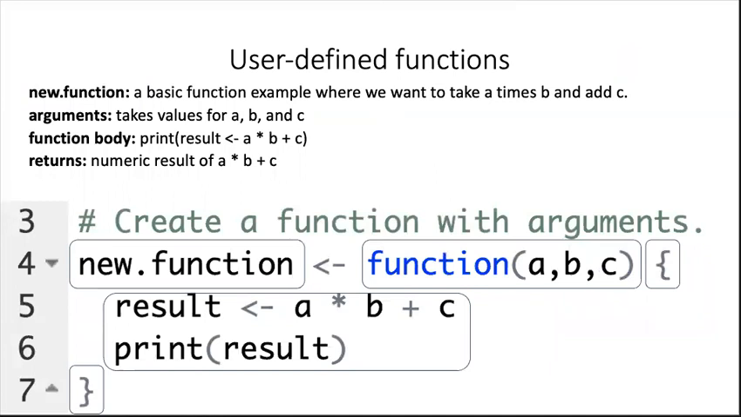So we can make our own functions called user-defined functions that follow the same format. This is just an example showing you a function where we want to take a times b and add c. So the arguments that it takes are the values for a, b, and c. And the function body here is going to print the results of a times b plus c. And we're going to get a returned numeric value of that.